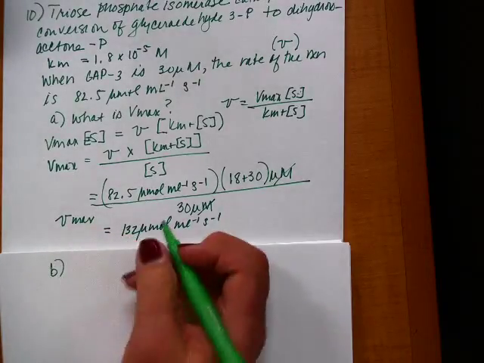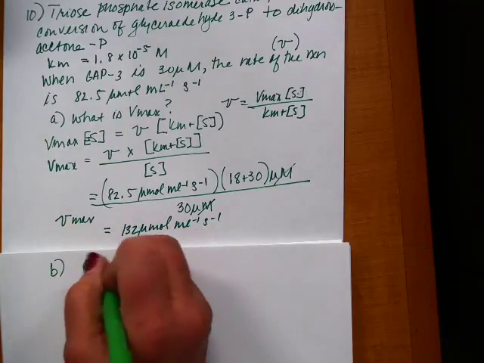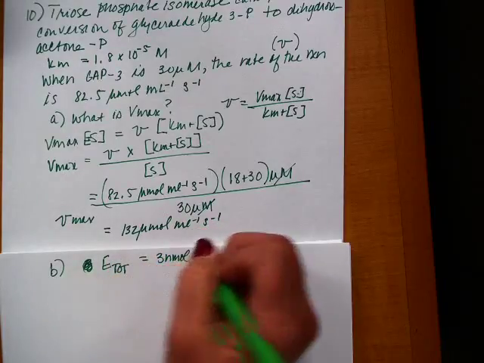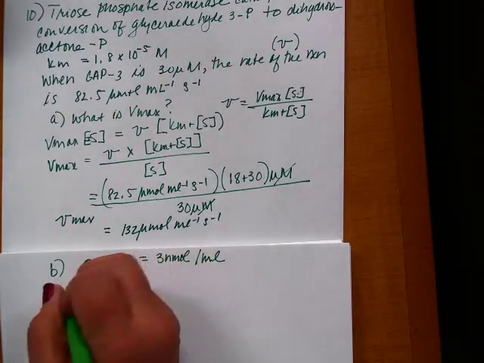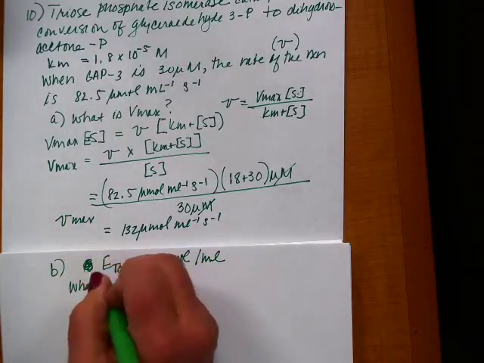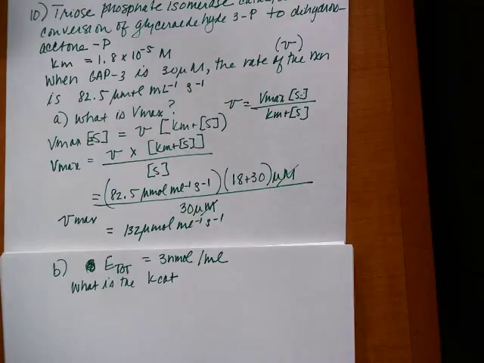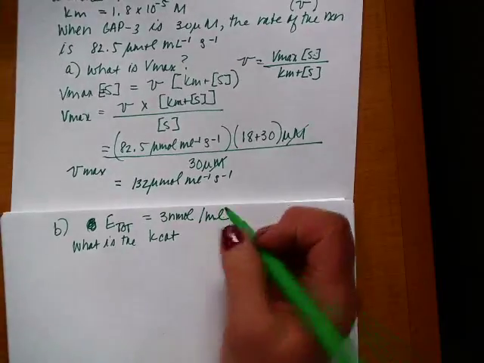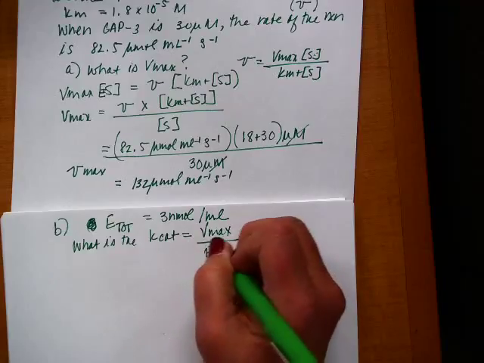B, we are told that, I'm just going to write it succinctly here, E total equals 3 nanomoles of enzyme per mil. And so that is our E total. What is the Kcat? Now, we've already calculated Vmax. Here we don't have a K2, right? So we actually have to use this equation, Vmax divided by enzyme total.